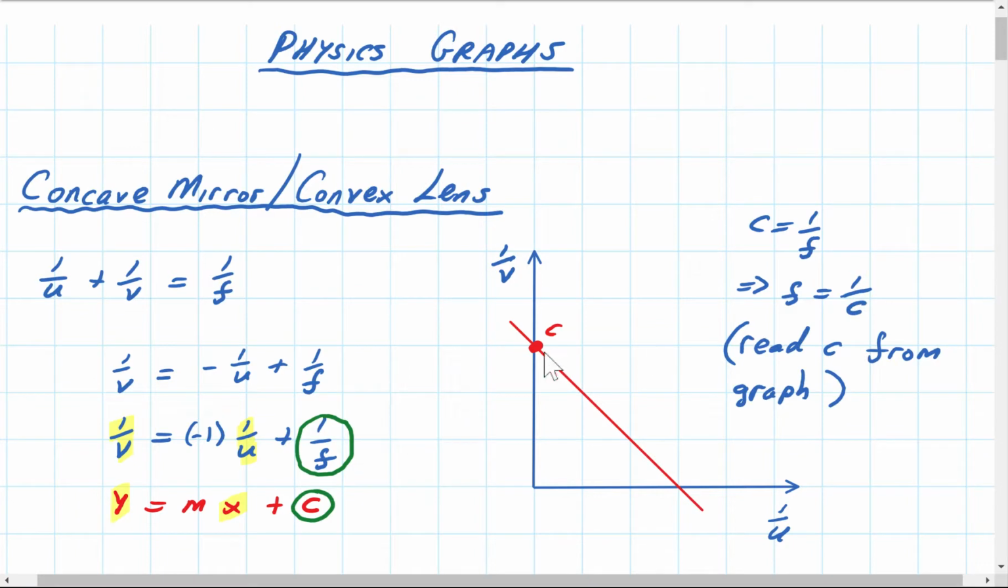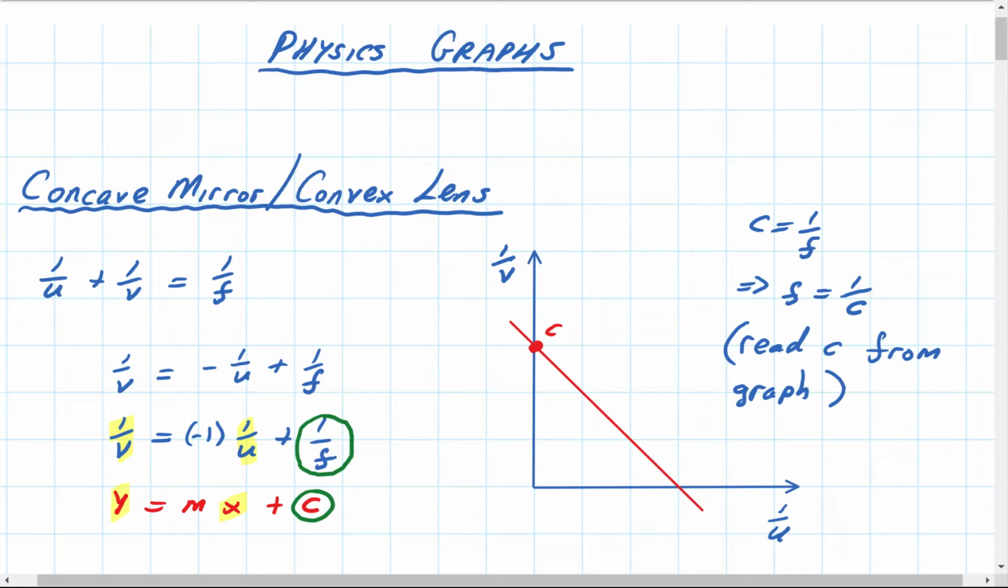So you measure c on the graph here. You measure this point here, whatever the reading is on the y-axis or the 1 over v axis. And that c, you put it into this formula. And finally, on your calculator, you can work it out now. f is 1 over c. So that's how you calculate focal length from that graph in either the concave mirror or the convex lens experiment question.